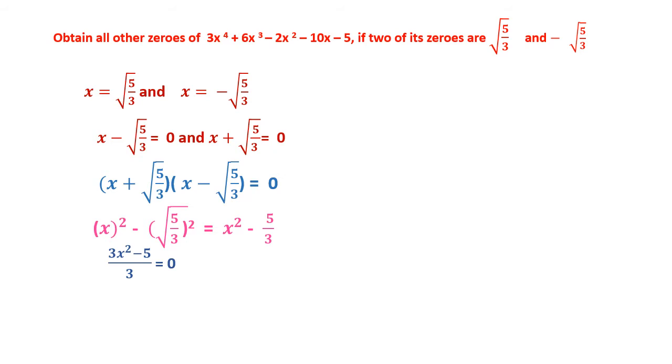Now, how did we get this (3x squared minus 5) upon 3? We took the LCM in the denominator, so the denominator became 3. You multiply 3 with x squared, you get 3x squared minus 5 in the numerator. Now, multiply the denominator with 0, then you get 3 into 0. Hence, the denominator will vanish and we will have only the numerator. Now, this numerator will become the divisor.